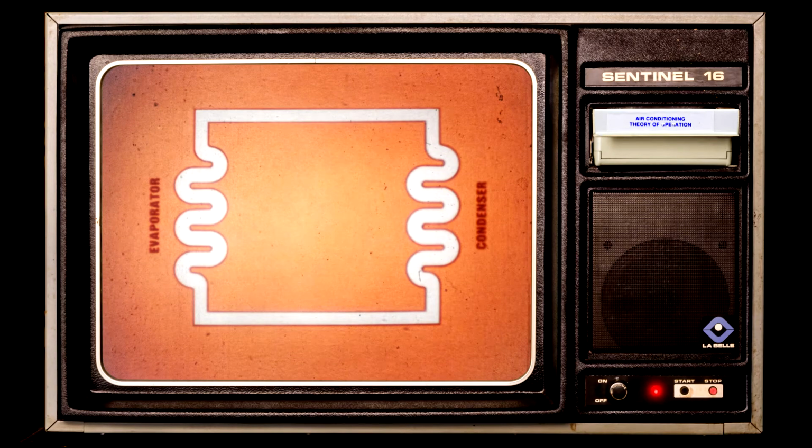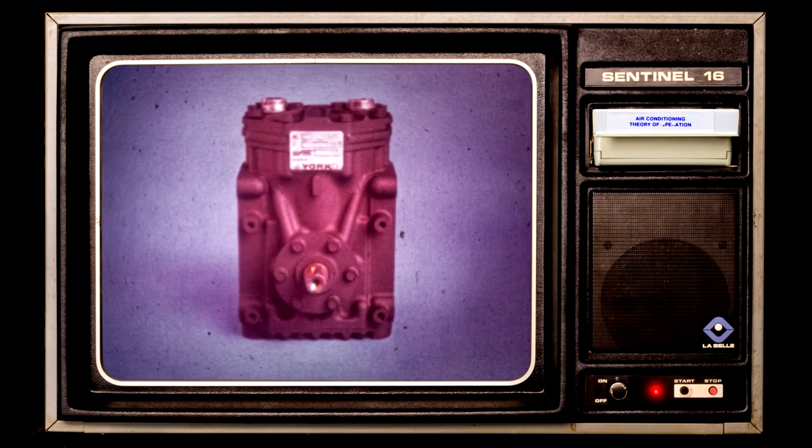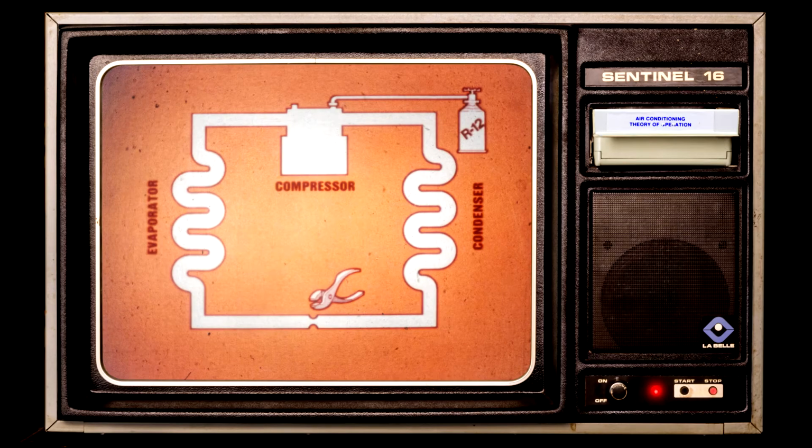Now we'll join the condenser and the evaporator with tubing. The next component we'll add is the compressor, which will circulate the R12 throughout the system. This is typical of the units used on all AMC and Jeep vehicles equipped with air conditioning. Here, we've added our compressor and placed a restriction in the tubing with pliers. As you can see, we've also added the R12.